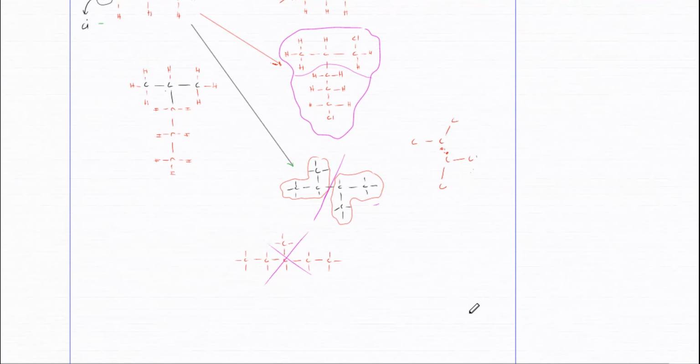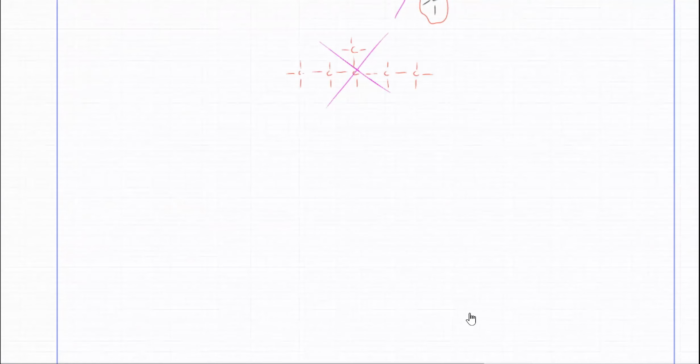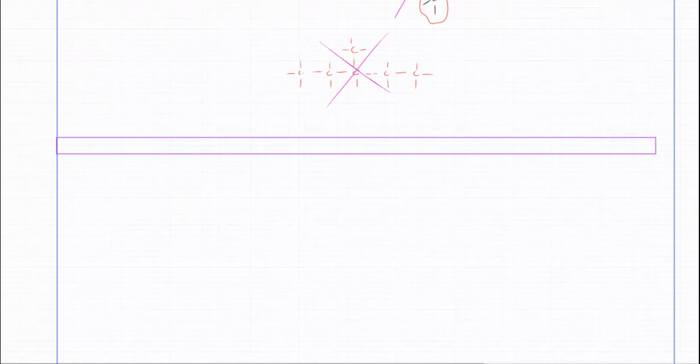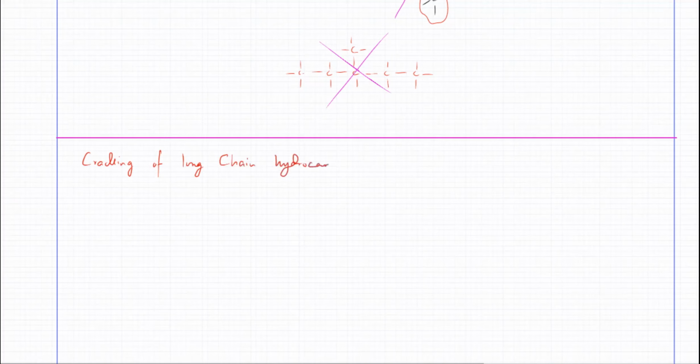Now, alkanes, moving on from here, there's another reaction of alkanes, which is a small reaction. And that is not really of alkanes. It's basically about cracking of long chain hydrocarbons. Okay, so you get most of your hydrocarbons from crude oil.